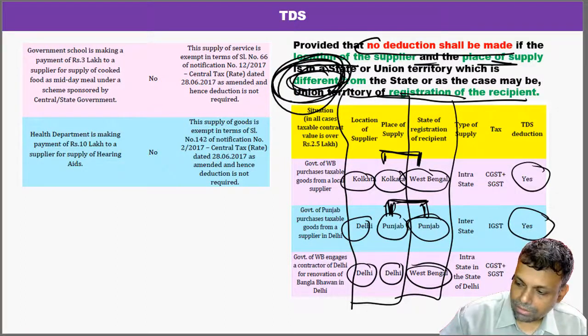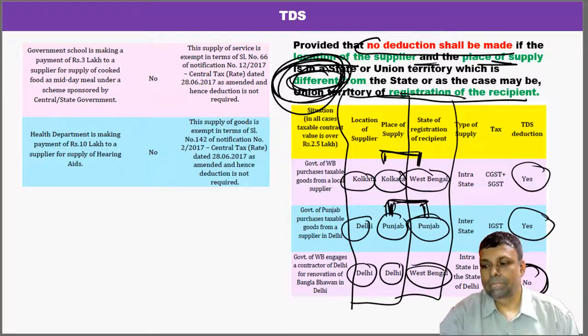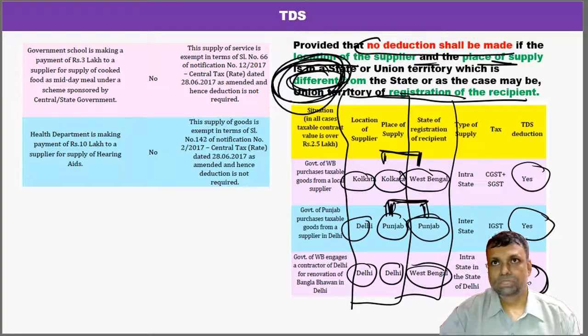Okay, so in this particular case, the TDS provisions shall not be applicable. In other words, there is basically the matching of the places. If the place of the supplier and the place of the recipient match, then the TDS provisions will be applicable. Otherwise, the TDS provisions will not be applicable.